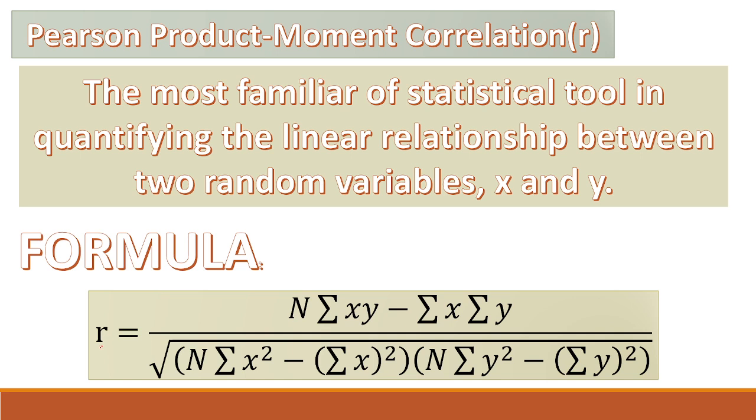So for our formula, we have R is equal to n multiplied by summation of x and y minus summation of x and y. Okay, summation of x, summation of y, meaning to say you need to multiply over the square root of n multiplied by summation of x squared minus summation of x then squared multiplied by n multiplied by summation of y squared minus summation of y then squared natin siya. Okay, ito yung magiging formula natin, class, in finding the value of Pearson R natin.